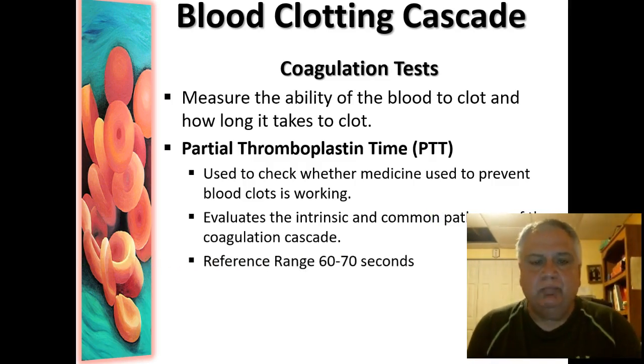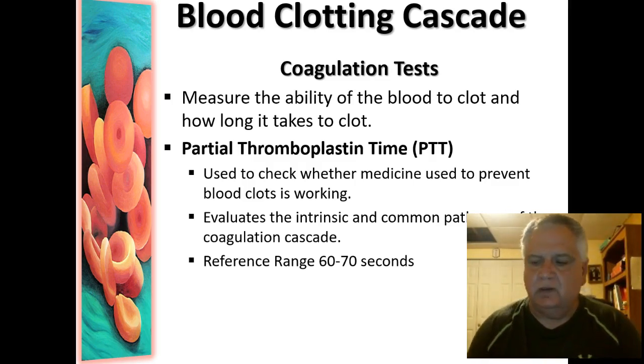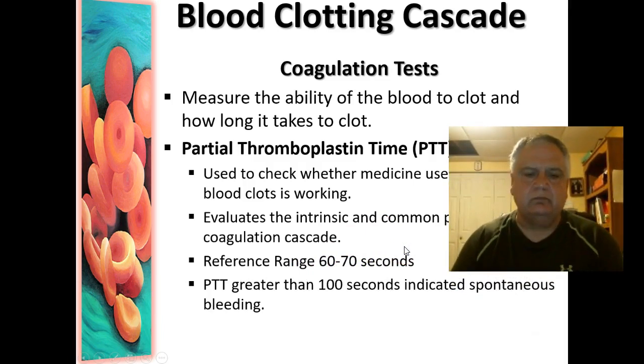When we take a look at partial thromboplastin time, the reference range now is going to be between 60 and 70 seconds, and we don't have an INR for this. But it should take between 60 and 70 seconds to complete the intrinsic and common pathways of the coagulation cascade. So we have intrinsic and common, so we're going to have a little bit longer in terms of seconds.